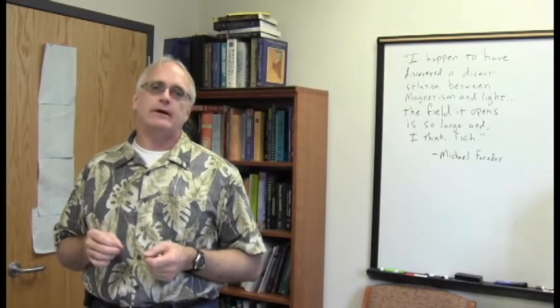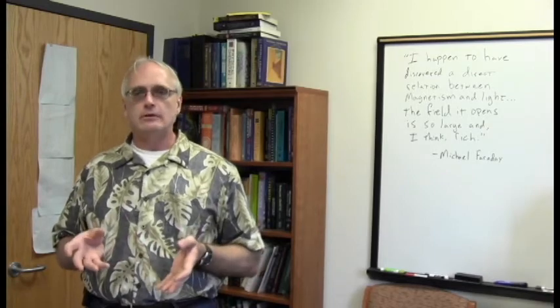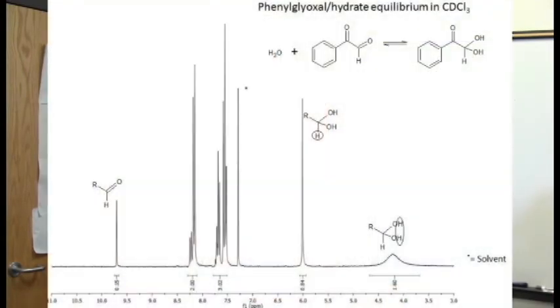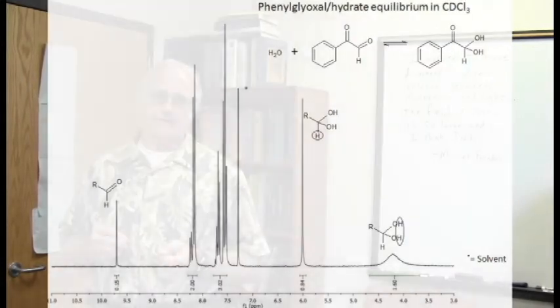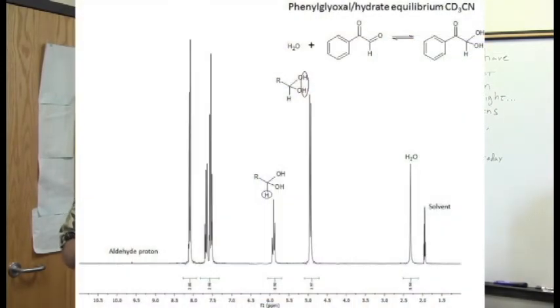And so if you compare the proton spectra with this, in chloroform, we seem to see some of the aldehyde, maybe 15% aldehyde, and the rest, 85%, the hydrated version. When we go to a more polar solvent like acetonitrile, the reaction is even more highly favored toward the hydrate form. We see virtually no aldehyde proton and no aldehyde carbon at all.